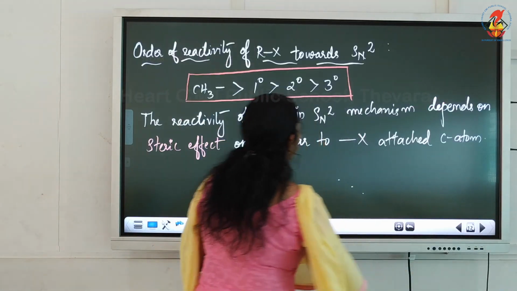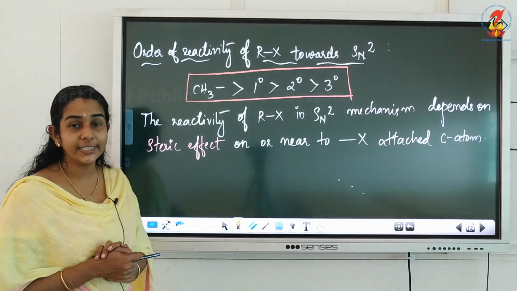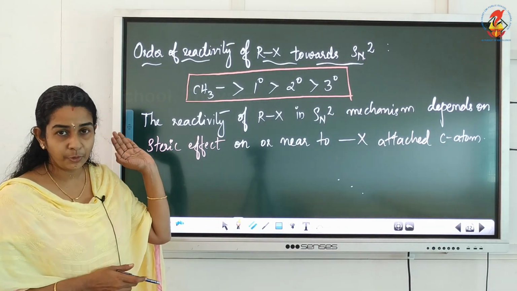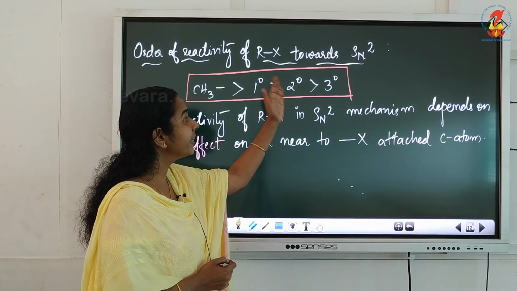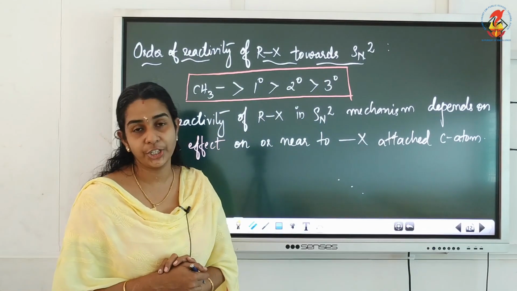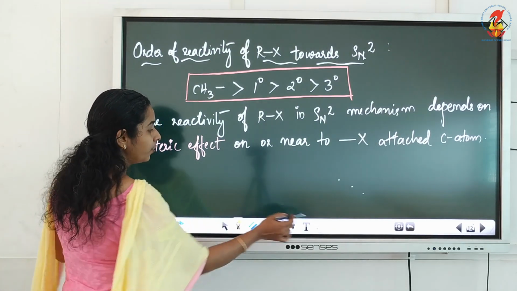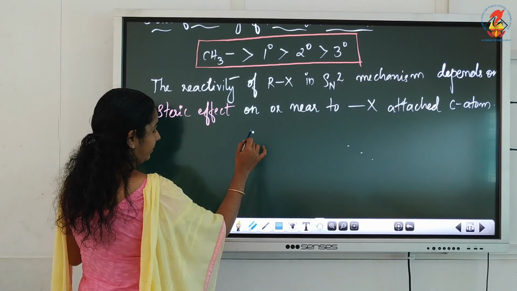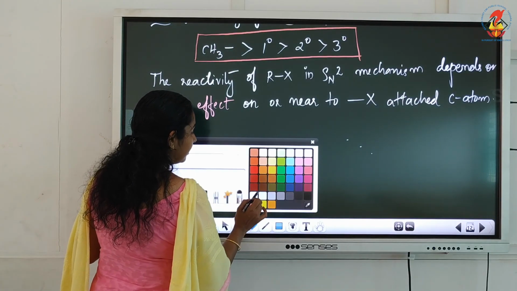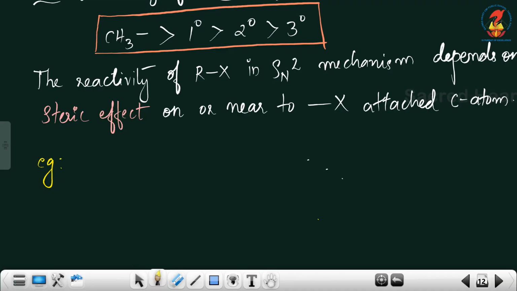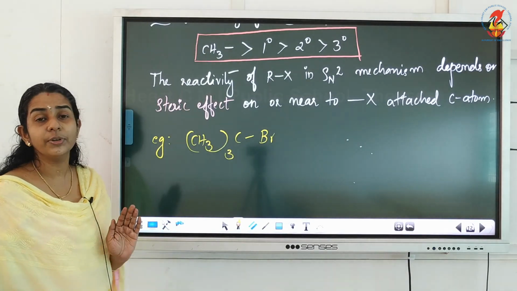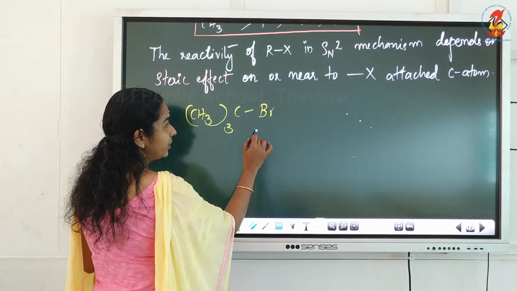So, the order of reactivity of halides towards SN2 is methyl halides are more reactive, then comes primary, then secondary, and last comes tertiary. So, why are tertiary halides least reactive towards SN2? I will give you one example. A very important example for a tertiary halide is (CH3)3CBr, tertiary butyl bromide. If this tertiary butyl bromide is undergoing SN2, how will it be?